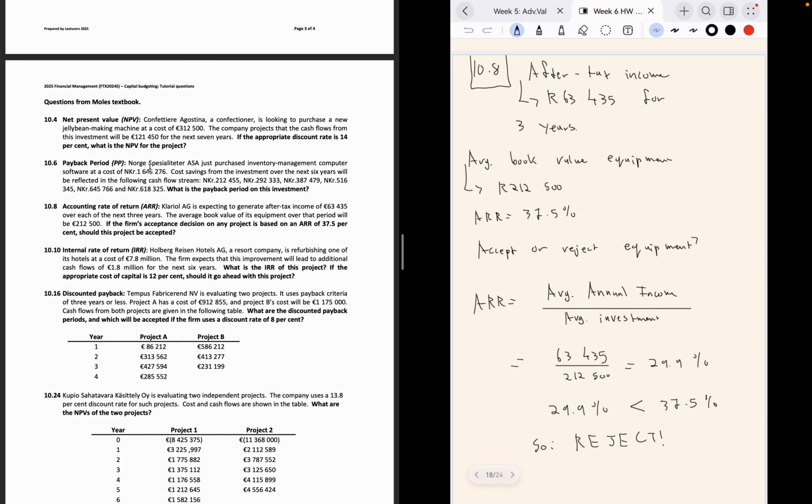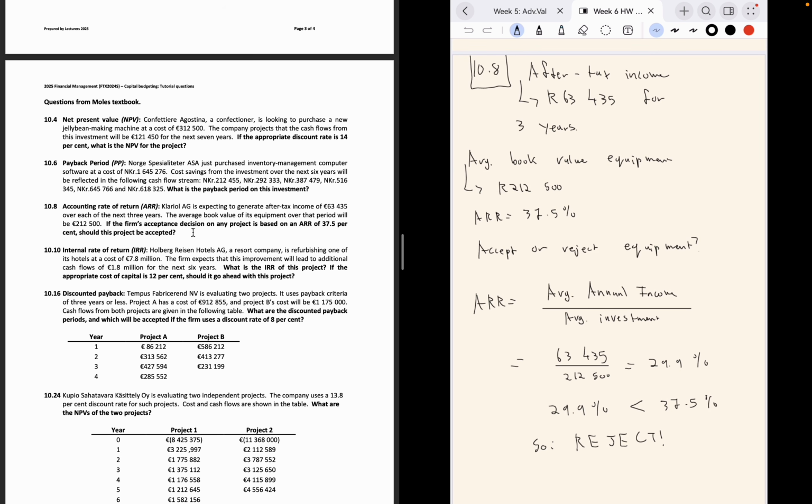So question 10.8, Clariol AG is expecting to generate after-tax income of, let's just use Rand, 63,435 Rand over each of the next 3 years. So each year, the after-tax income is identical. The average book value of its equipment over that period will be 212,500. If the firm's acceptance decision on any project is based on an ARR of 37.5%, should this project be accepted?